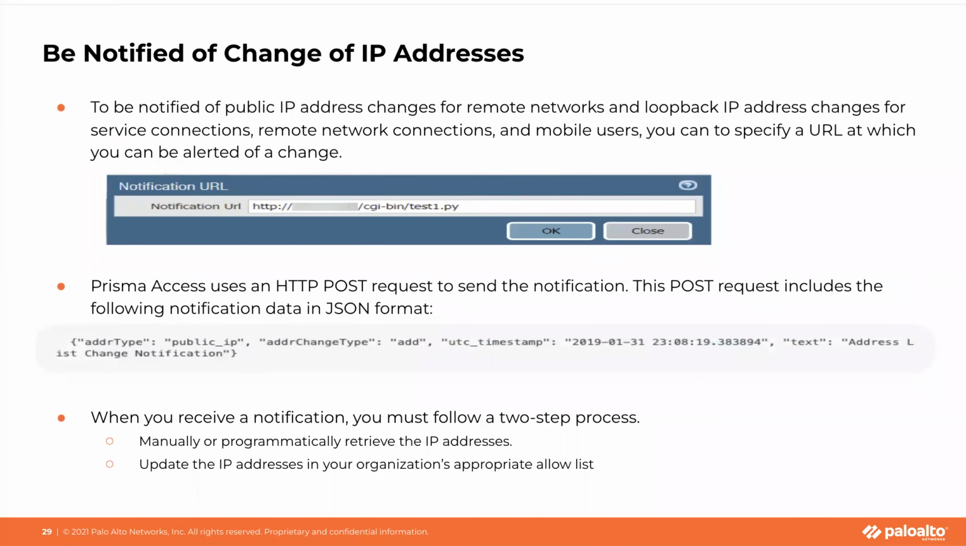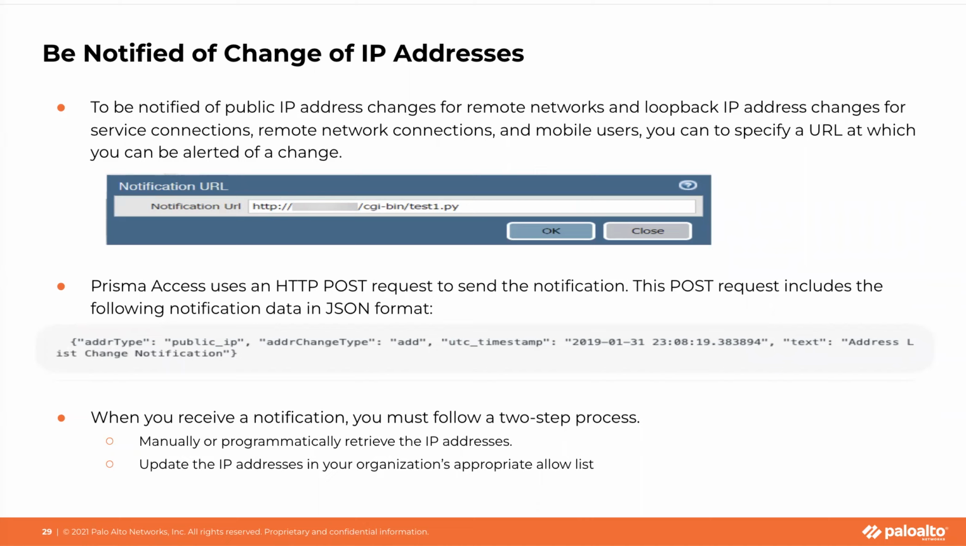You can also get notification of whenever the change of IP addresses happens. To be notified for the public IP address change for the mobile users, you have to specify a URL at which you can be alerted for a change. Prisma Access uses an HTTPS POST request to send these notifications, and this POST request includes notification data in JSON format.